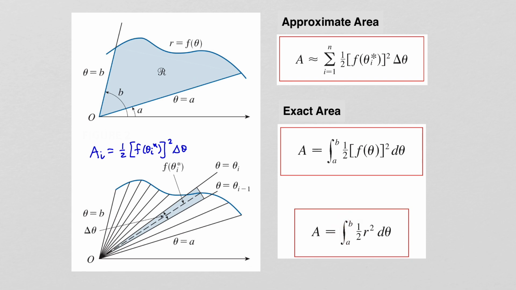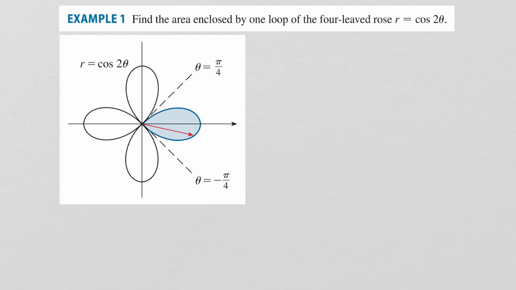All right, so let's apply this to an example. Find the area enclosed by one loop of the four-leafed rose r equals the cosine of 2 theta. So I've taken the liberty to show you the graph of r equals cosine of 2 theta. It is this flower-shaped graph that you see here, and it is traced out exactly how I am tracing it out now. And we want to find the area enclosed by one loop. So that is this area here.